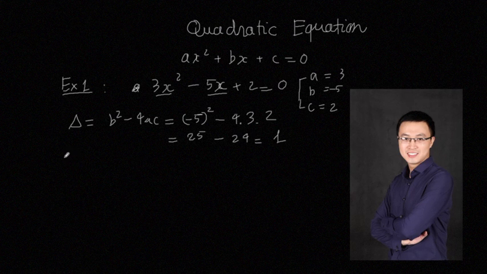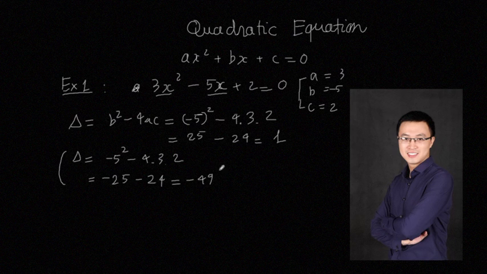A lot of my students always make a mistake with this kind of exercise. They write delta equals minus 5 squared minus 4ac, and because they don't put the minus inside the bracket, when you take the square here, you will have the result minus 25 and minus 24, and you get minus 49. But this is the wrong answer, right? You understand? Because you have to take the whole b for the square. It means you have to take the minus sign into the bracket.